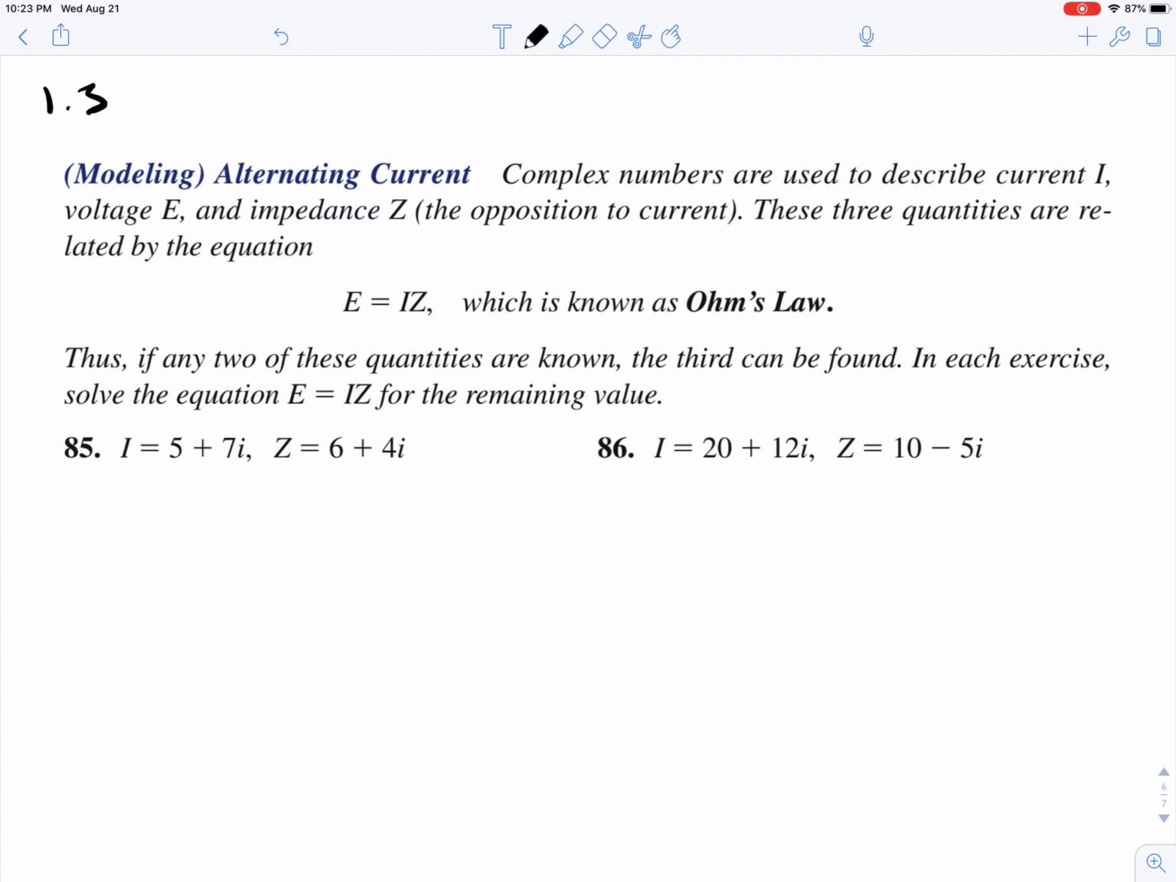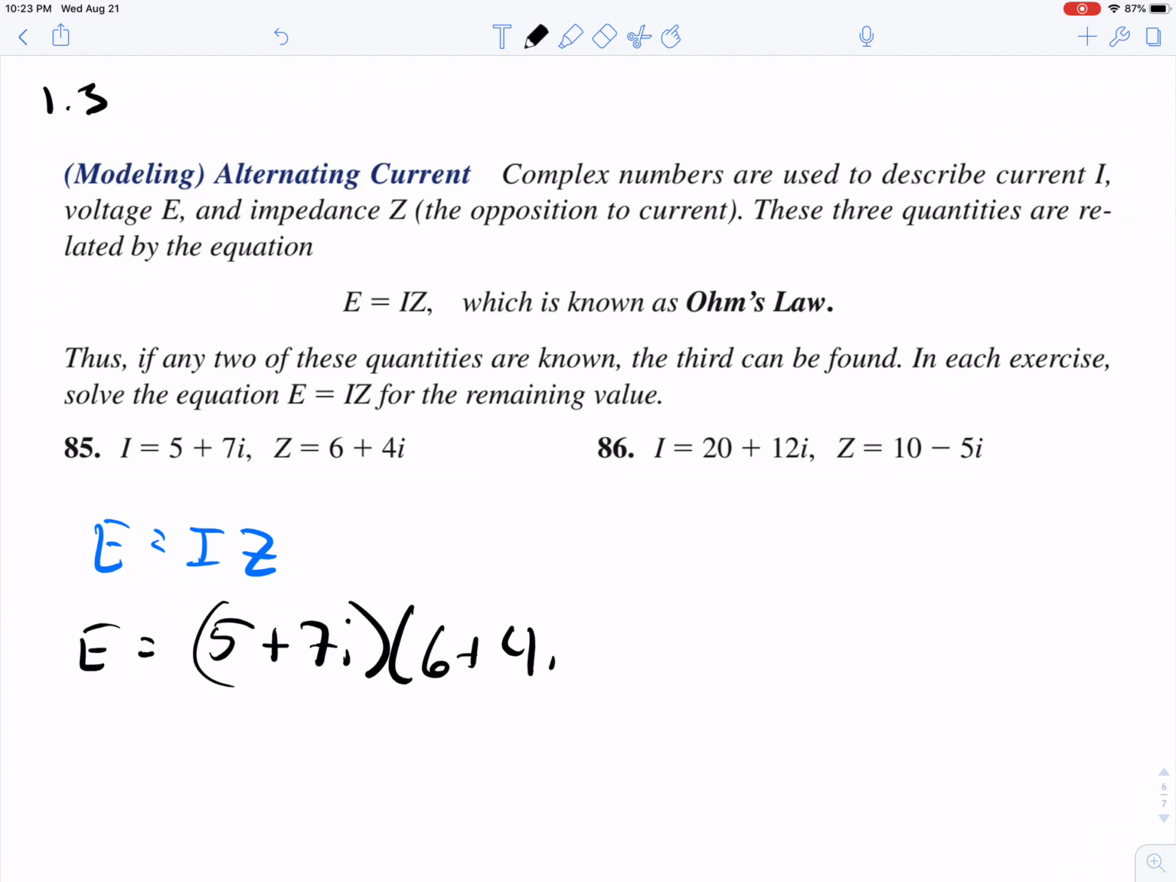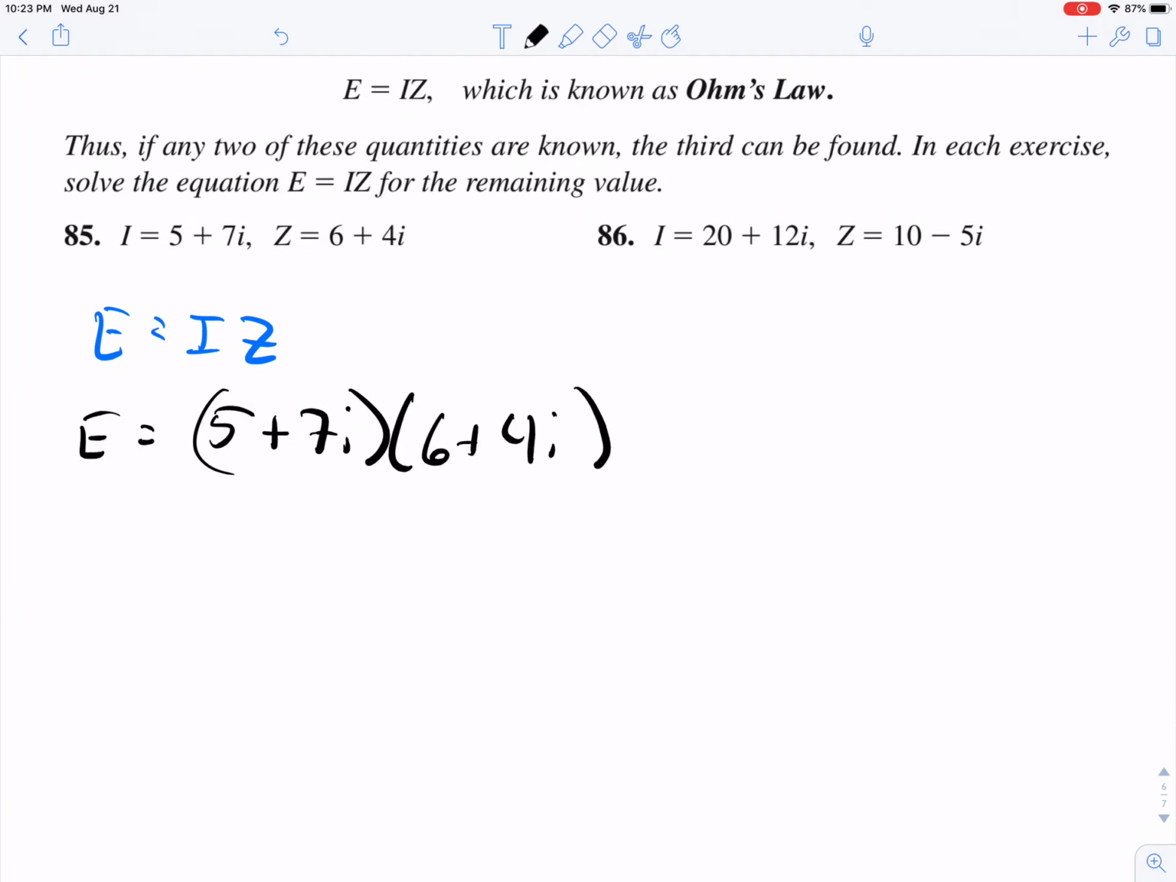So in 85, they give us I, and they give us Z, so they're asking us to solve for E. So we have again that E is going to be equal to IZ, or Z, as they seem to like to say internationally. So we're going to solve for E. I is 5 plus 7i. Z is 6 plus 4i. So what we do here is FOIL. FOIL stands for first, outer, inner, last.